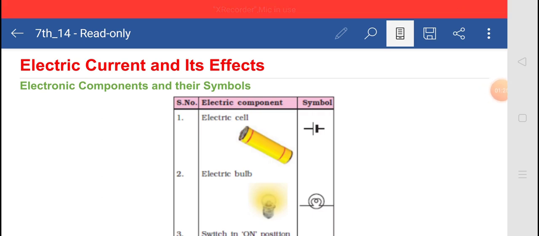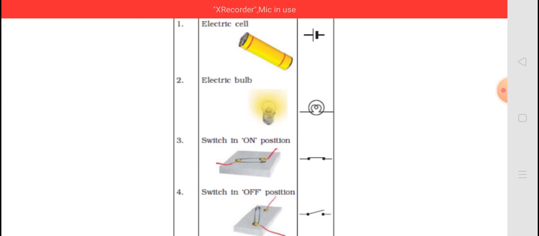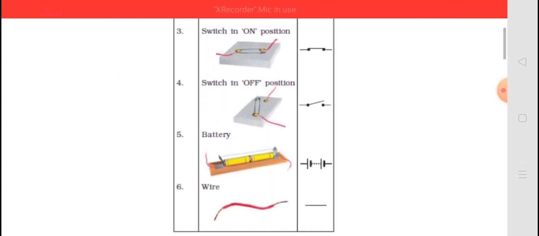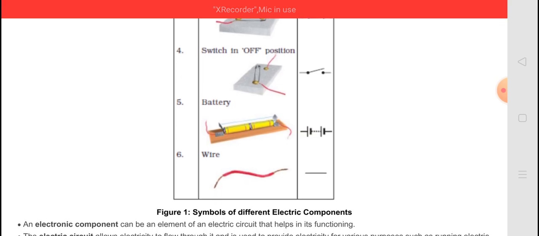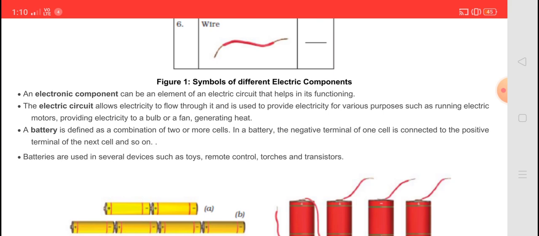Then we discussed electric components and their symbols. You can see here this is the electric cell and this is the symbol of the electric cell. Then electric bulb, switch on position, switch off position. Then battery, right? One cell is connected with another to form a battery. Then connecting wire or conducting wire. An electric component is an element of an electric circuit that helps in its functioning, right?